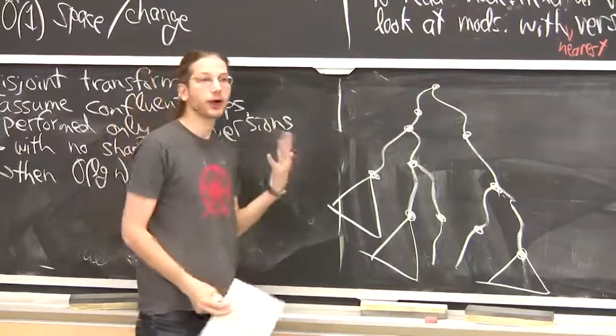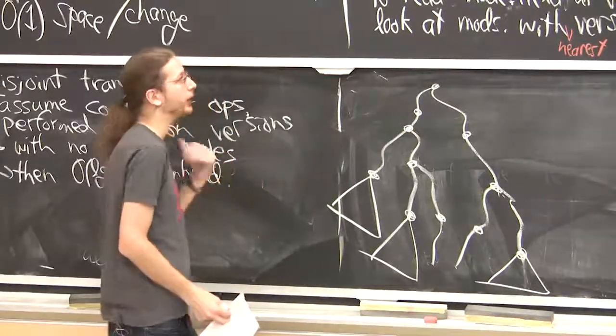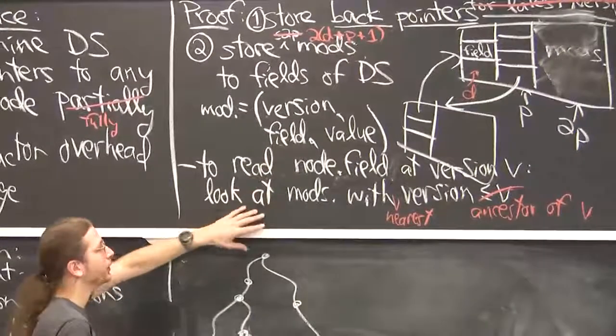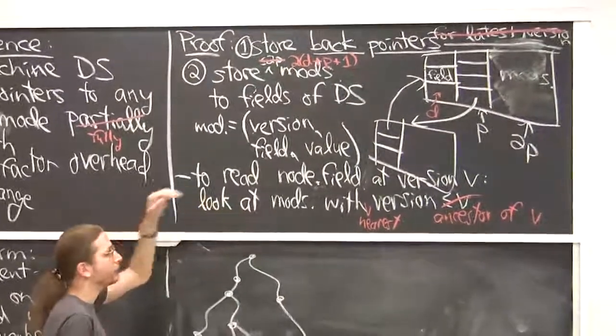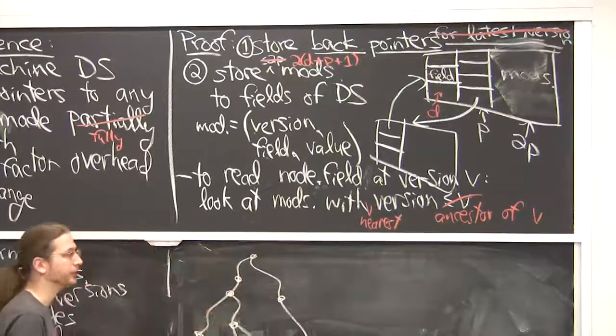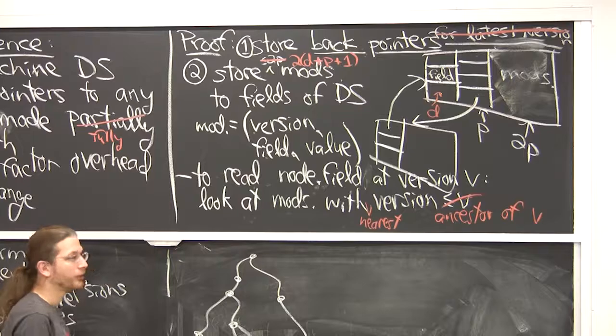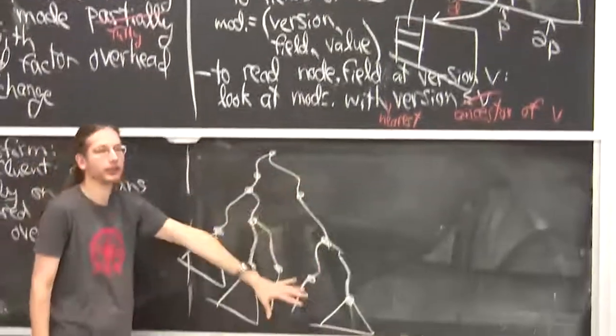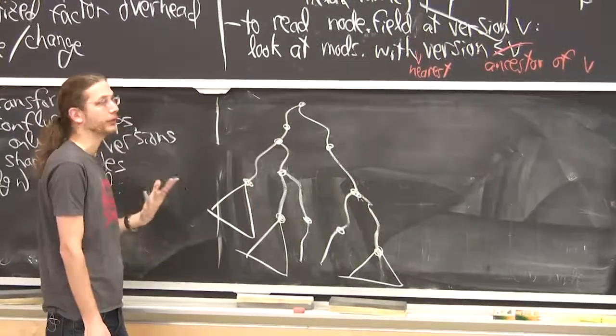Okay, so now if you look at an arbitrary version, what we're thinking about is how to implement reading, let's say. Reading and writing are more or less the same. I give you a version, I give you a node, and I give you a field. I want to know what is the value of that field, that node, at that version. So now where could a version fall? Well, it has to be in this subtree because the node has to exist.